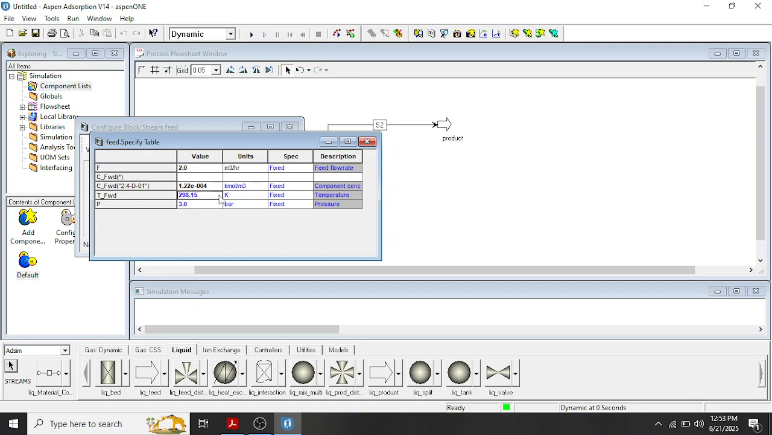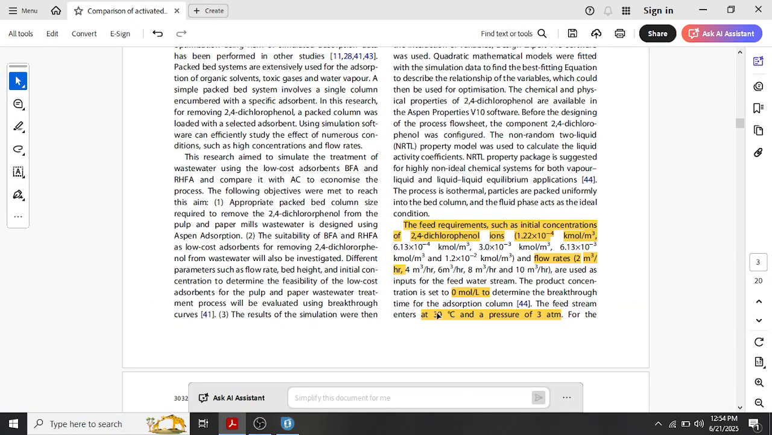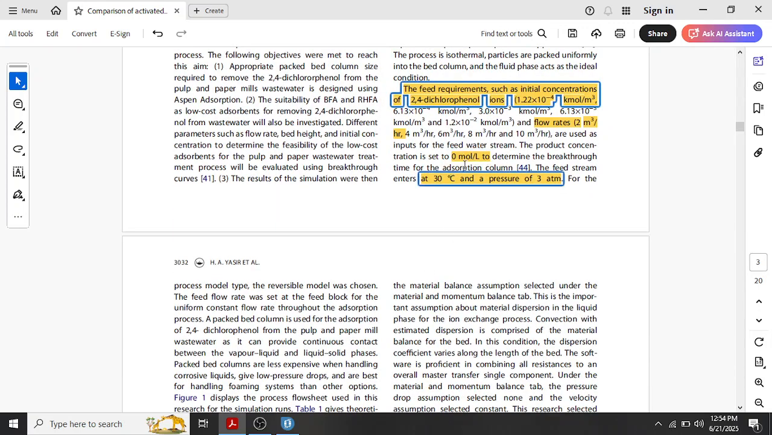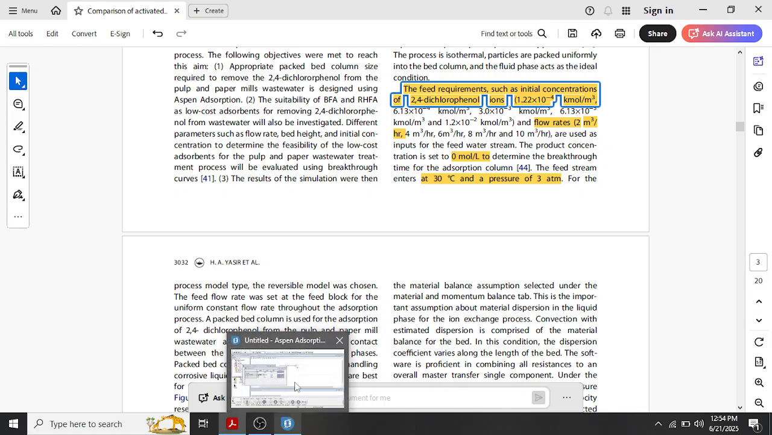Okay, you can see the feed temperature is in degree centigrade, 30 degree centigrade. We have already discussed this one. The feed pressure is 3 bar, 3 atmospheric pressure. So here you can see the feed temperature is this one, pressure is this one. Okay, the concentration of the 2,4-dichlorophenol in the product stream is 0 for the breakthrough curve.